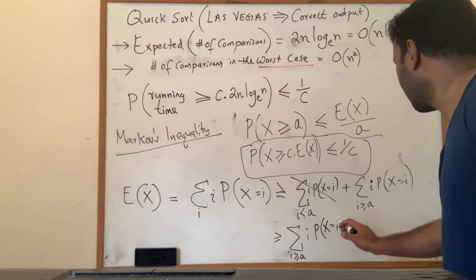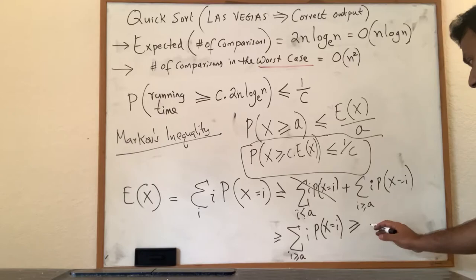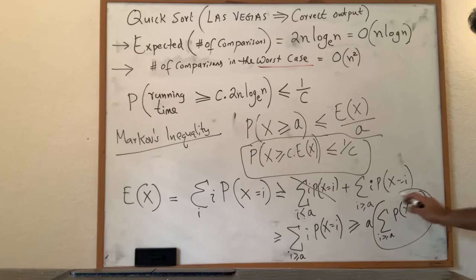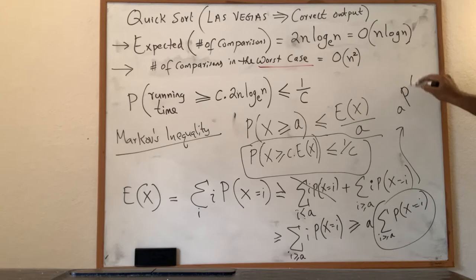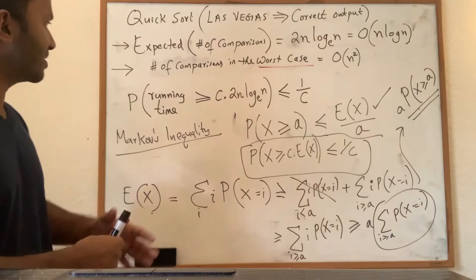This quantity is greater than or equal to, I can replace all of this I with A, right? Something smaller than I. Therefore, I can write like this: the sum over I greater than or equal to A of I times the probability of X equal to I. And this sum, I can write like A multiplied by the probability of X greater than or equal to A. Now, with this and this, you will get this result. Okay, so that is Markov's inequality. So all I have done is applied this and got this result.